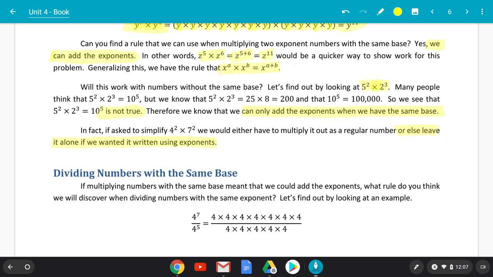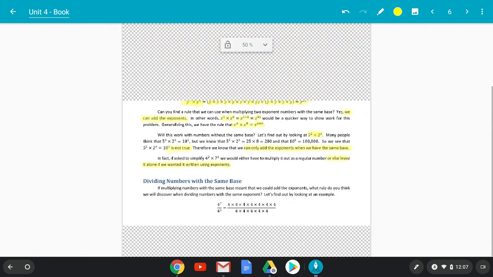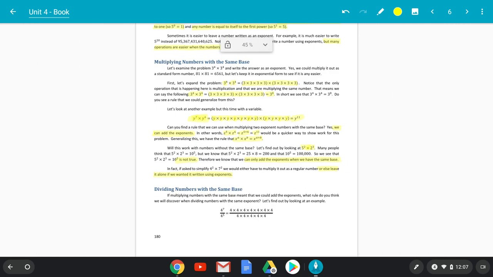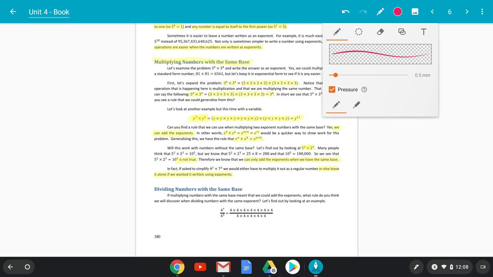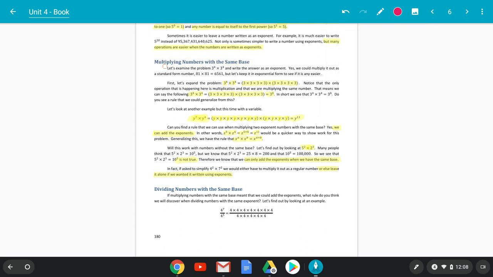So basically what we've just learned here is that when we multiply numbers with the same base, we add the exponents. I'm going to write that down up there. When multiplying, add exponents.